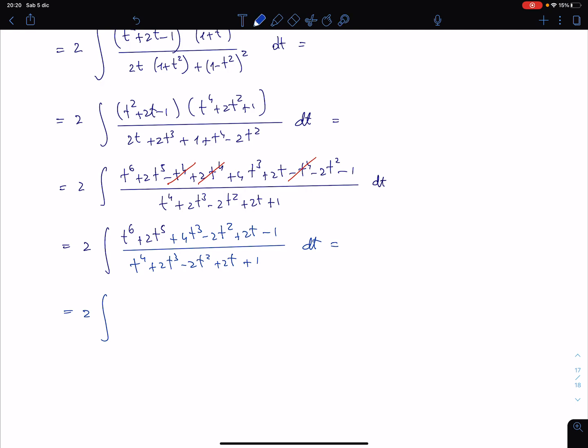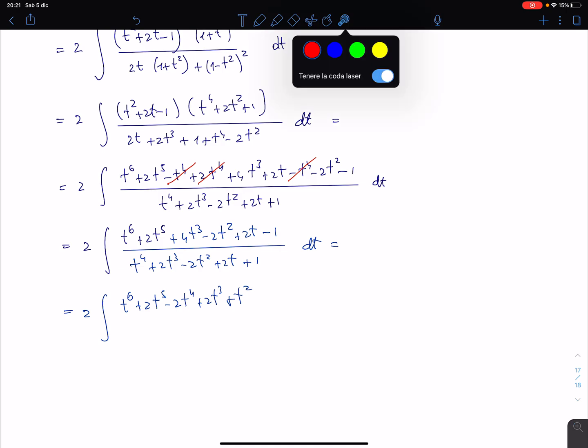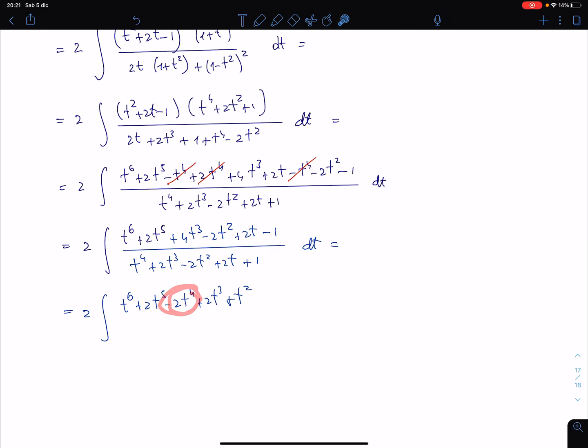So here you can write t6 plus 2t5 minus 2t4 plus 2t3 plus t squared, which is this polynomial here times t squared. Okay? Of course, it is horrible, I know, because now we have to rewrite here the same polynomial that we had before. For instance, here we have minus 2t4, and so we don't have t4, so here we have to write plus 2t4. So here we have 4t3, here just 2t3, so write plus 2t3.